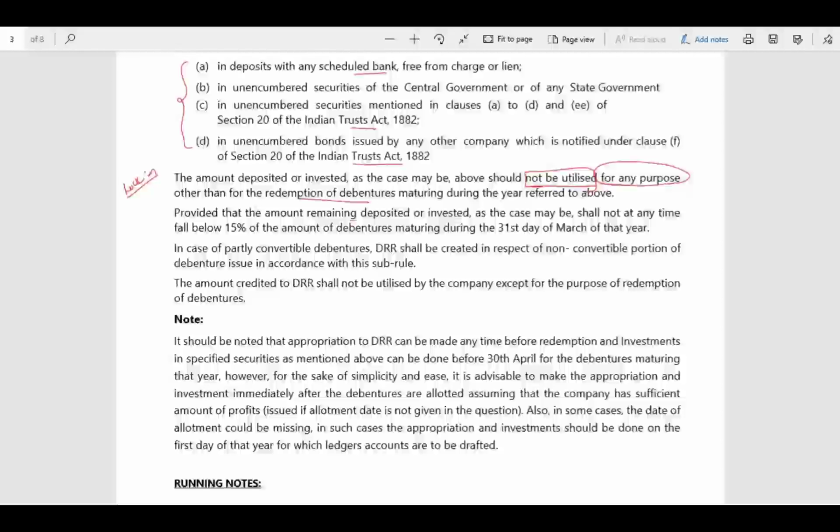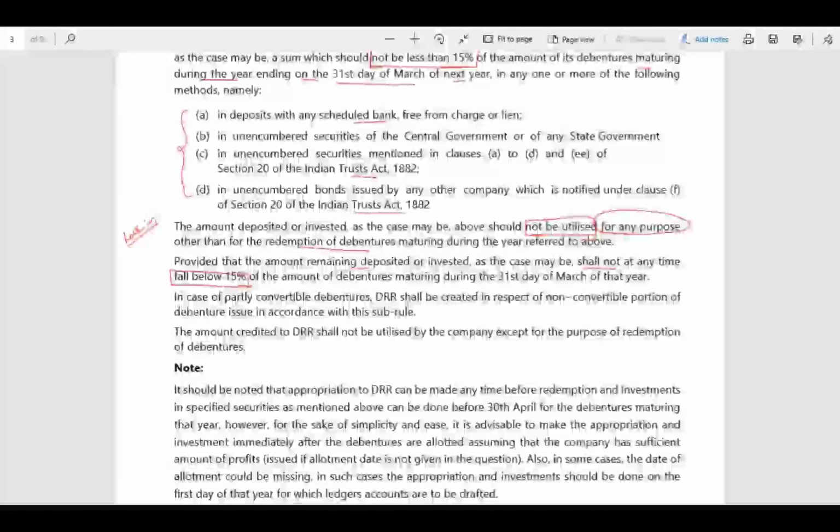Provided that the amount remaining deposited or invested, as the case may be, shall not at any time fall below that. That means here, at the time of April, you have deposited. Now you say, at the end of the day only I required 15%, I have complied with the law. So what did you do? You deposited, after one month you withdrew, and thereafter, at the end of the year, again you deposited that amount, so that at least the money is available, opening and closing. Correct? It is not so.